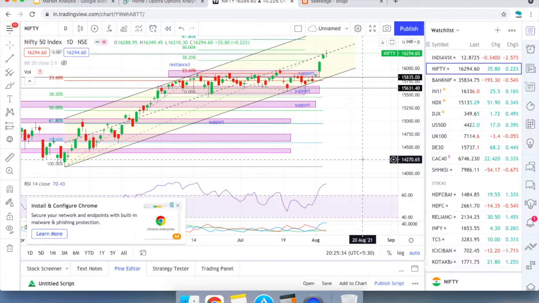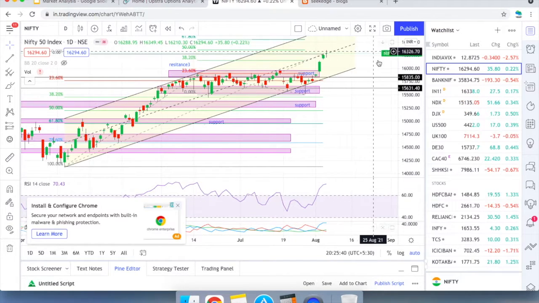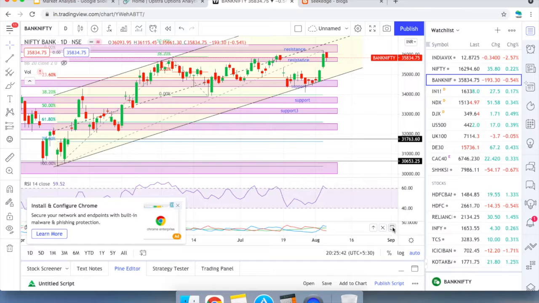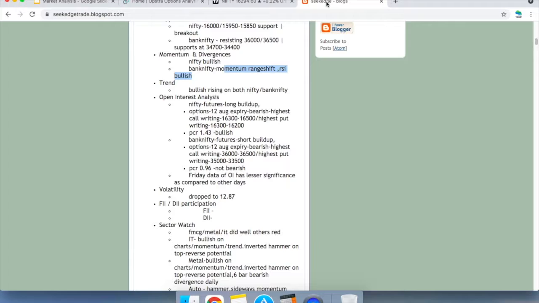Bank Nifty momentum is bullish, and the trend is also bullish, and for Nifty the trend is also bullish. There is a trend up, right? Nifty trend up, right? So that's what is mentioned. The bullish is rising, right? Trend is up.